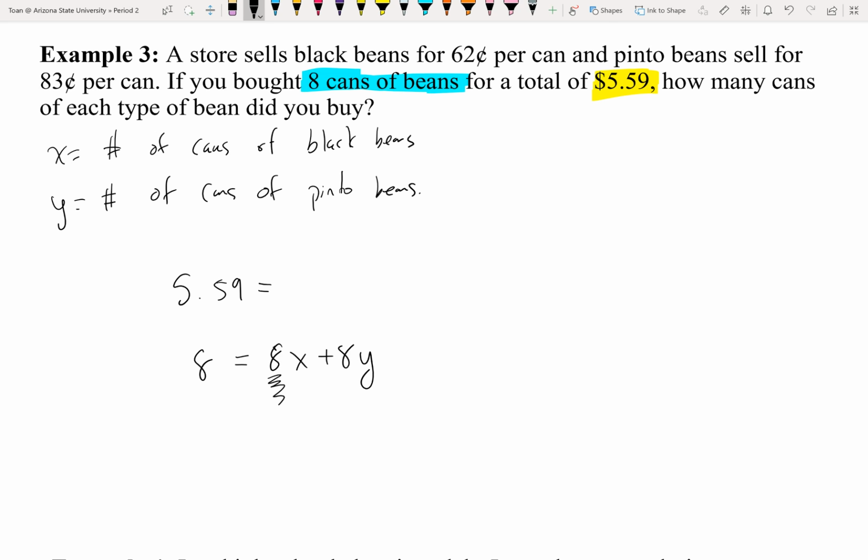So 8 is the total number of cans I purchased, right? So the total number of cans times the number of cans of black beans. Logically, that doesn't make any sense, because 8 is not the number of cans of each bean. So I wouldn't go with 8x plus 8y.